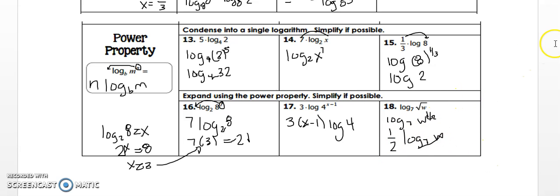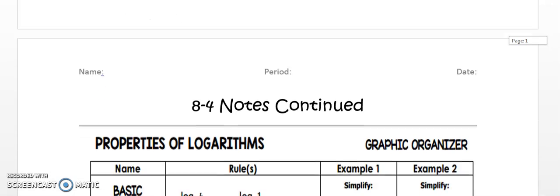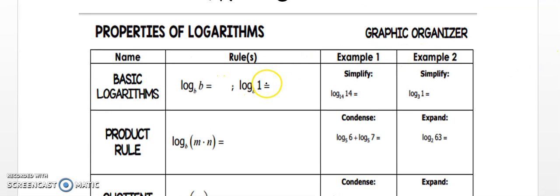And that is it. Those are the 3 properties. You will use them a lot, and on the next video, I'll just do a recap so you can have a nice little organized description of each one of these.